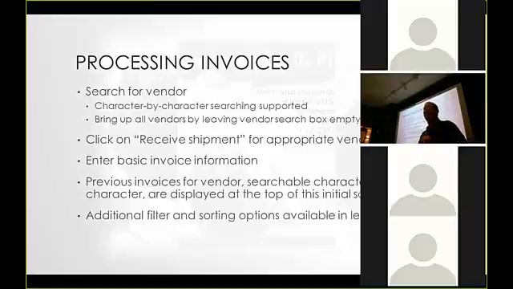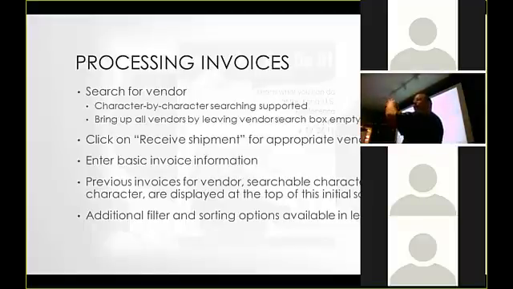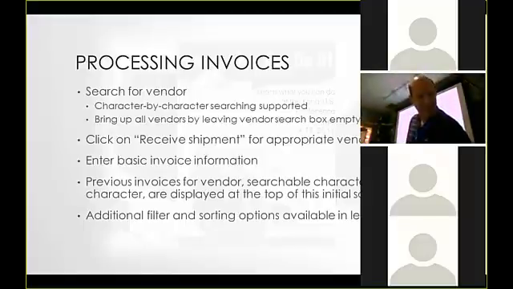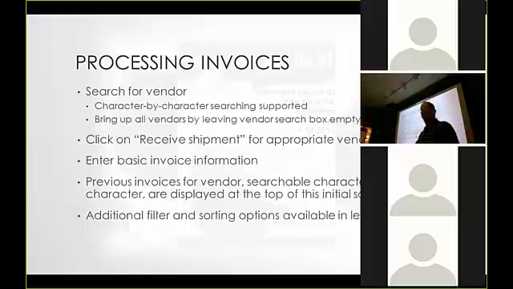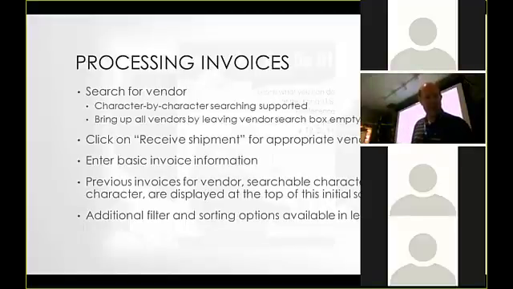Note when you're searching for vendors, if you type in AM, you'll get Amazon, you'll get American Test Kitchen, but you'll also get anything with AM right next to each other anywhere within your vendor records. If you want to bring up all of your vendors, leave the box empty. Click on Receive Shipment for the appropriate vendor, and then enter your basic invoice information like the receipt date of the invoice as well as an invoice number.